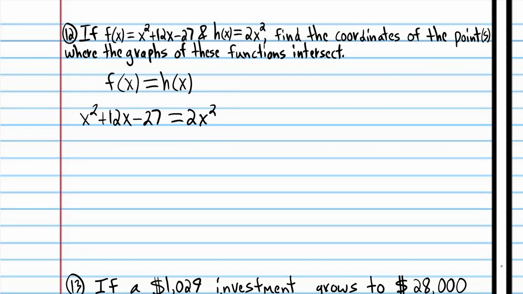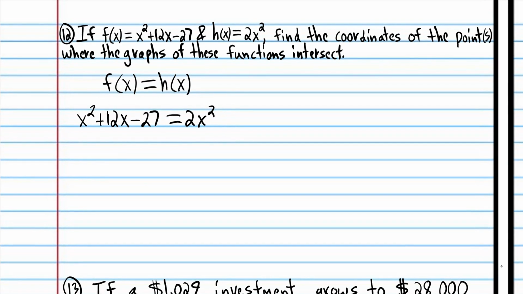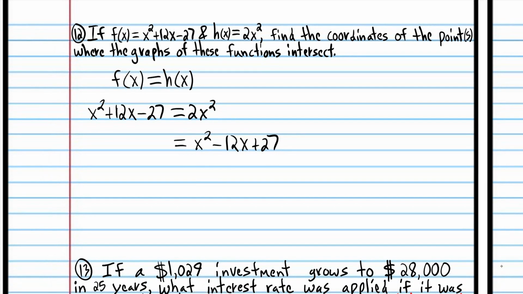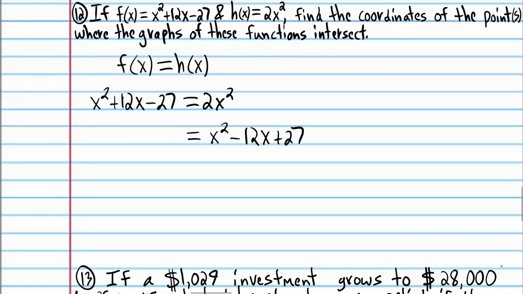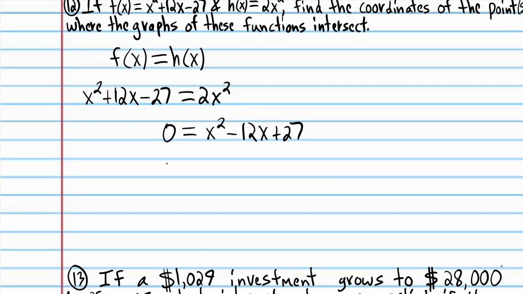and remember, if you have a quadratic equation, in order to be able to solve it, you have to put it in standard form. So that's the next thing we need to do. So we're going to put everything on the right side of the equation. So I subtracted x squared from both sides, subtracted 12x from both sides, added 27 to both sides. And remember, we need to write our zeros. So now it's in standard form, and now I can solve it.